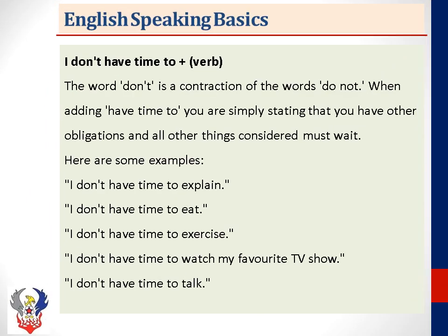I don't have time to plus verb. The word don't is a contraction of the words do not. When adding have time to, you are simply stating that you have other obligations, and all other things considered must wait. Here are some examples. I don't have time to explain. I don't have time to eat. I don't have time to exercise. I don't have time to watch my favorite TV show. I don't have time to talk.